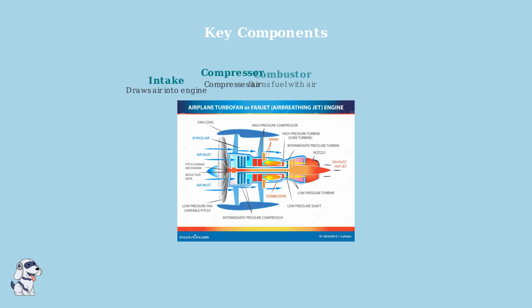The intake draws air into the engine. The compressor increases air pressure and temperature. In the combustor, fuel mixes with compressed air and ignites. The turbine extracts energy from hot gases to power the compressor. Finally, the nozzle expels gases at high velocity to create thrust.